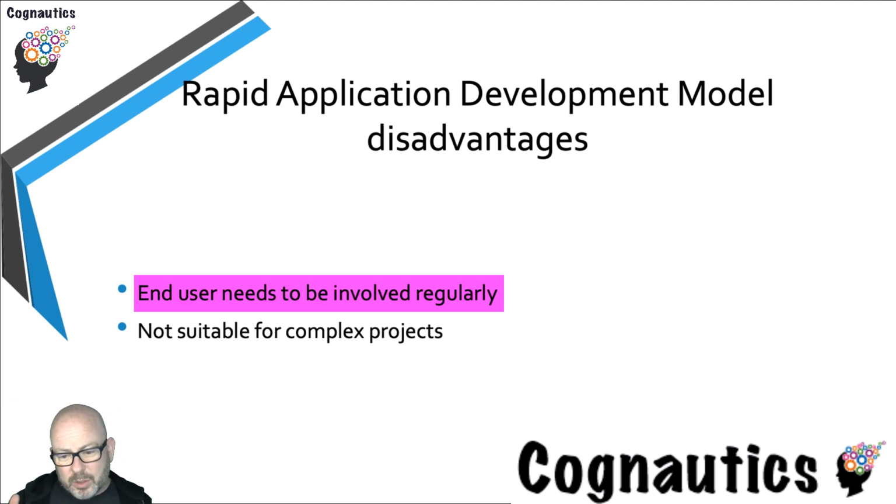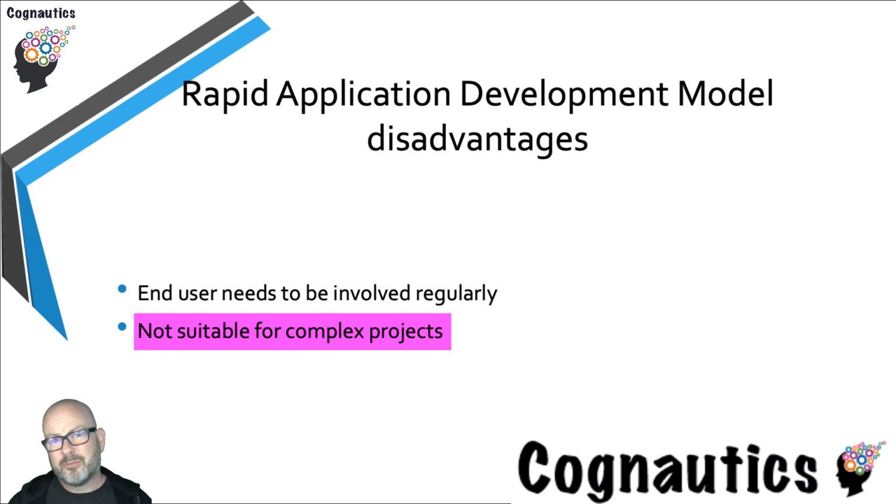First of all, you have to have the end user involved all the way through. For some projects, the end user might not want to work that way, so it would be a poor choice. Equally, where the project is really complex, you really can't use this because you would get lost really quickly. You can't keep making iterations of prototypes where what you're making is in nature very complex.